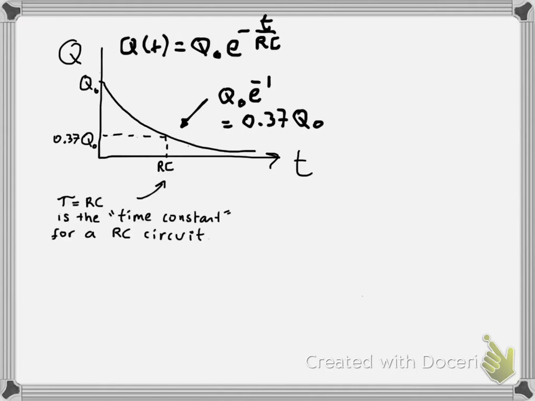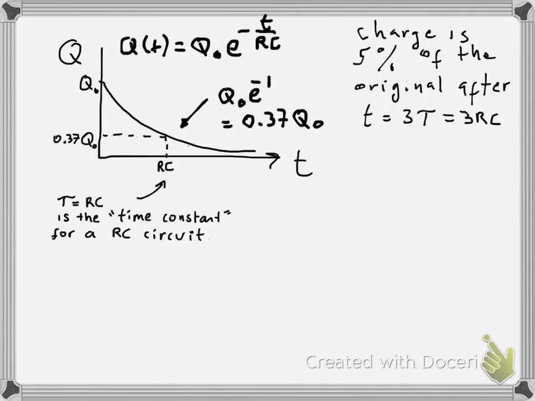This quantity RC is called the time constant. We use the letter tau equals RC to talk about the time constant of this RC circuit. The product of the resistance and the capacitance gives us an idea of how quickly the capacitor is going to discharge.